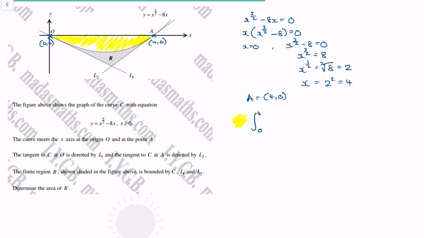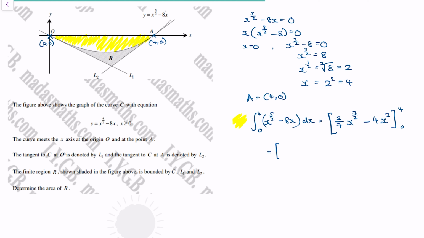So I need to integrate x to the power of 5 over 2 minus 8x dx. When I integrate this, I increase the power, which is 7 over 2, and I divide by the increase, which means I get 2 over 7. Okay, x, increase the power, becomes x squared. Minus 8 divided by 2 is minus 4, so I get minus 4x squared. Integrating between 4 and 0.